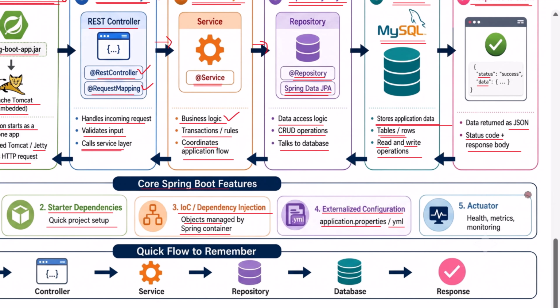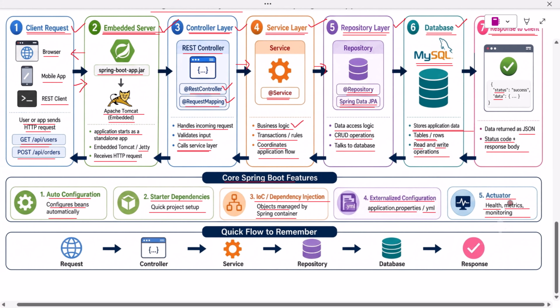The fifth feature is Actuator. Spring Boot Actuator provides production-ready endpoints for observing and managing the application. It can expose information about application health. It can provide metrics and monitoring information. This helps teams understand whether the application is running correctly and how it is performing.